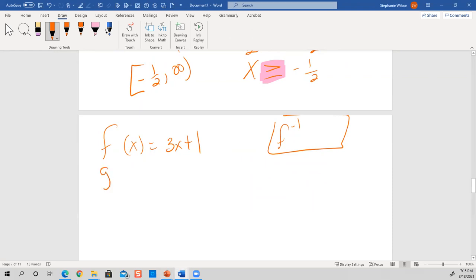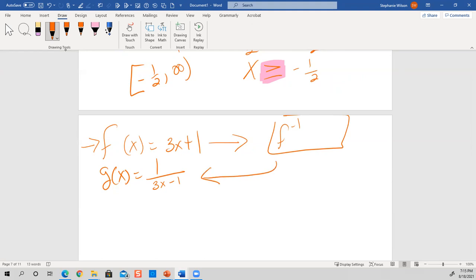Let's say g of x is equal to 3x plus 1. Let's do 3x minus 1. Okay, so we're going to find its inverse to determine if it's 1-to-1. I'm going to take this f function here and take the inverse of it. If it gives me back my g, then it's 1-to-1.